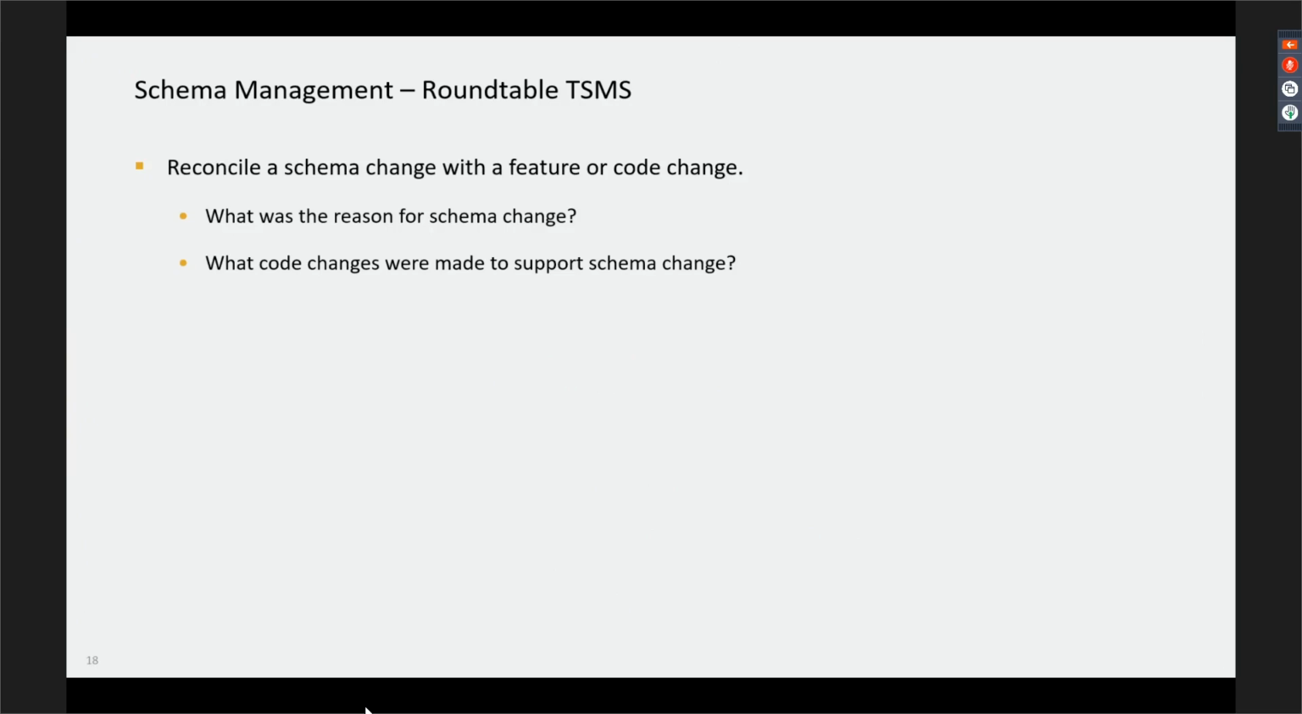So what about reconciling a schema change with a code change? Don't you want to know why you made the schema change? If you're just looking out and seeing that a table has been added or removed, well, why? Well, Roundtable will give you the ability to reconcile that schema change back to a particular code change. You know, what code changes were made to support the schema change. So what would that look like?